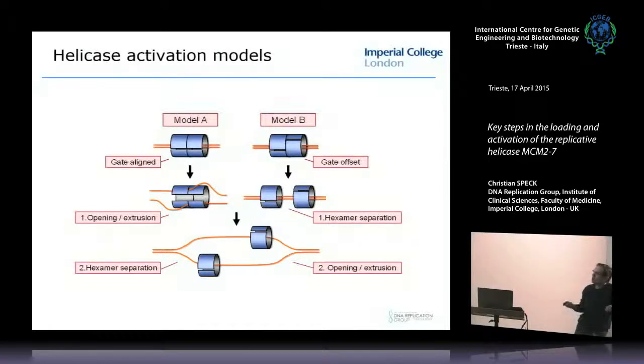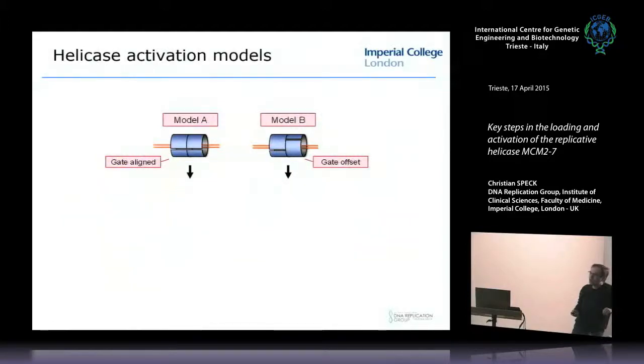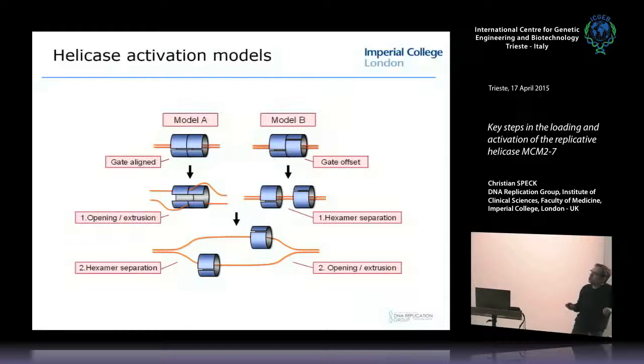Okay, so we wanted to understand how this process works, so we just looked into the double hexamer and asked where the 2-5 gates are orientated, and what we found, to our surprise, is that they're actually offset. So they're offset here, MCM2, MCM5, MCM2, MCM5. So that means you can't just open them up like a sandwich or a hot dog. You probably need to separate them first, because those inter-subunit interactions will block opening of the MCM ring. All right, so this was one interesting observation, and so we can conclude that this model is wrong and this model is right. So we have some offset, we separate the hexamers, and then we can open.